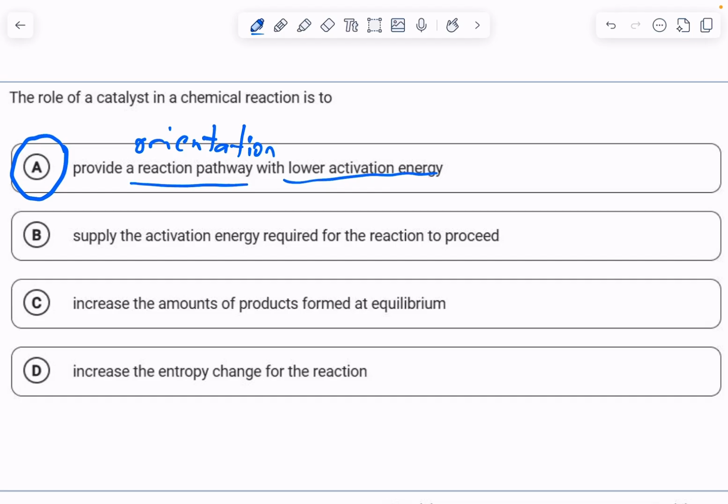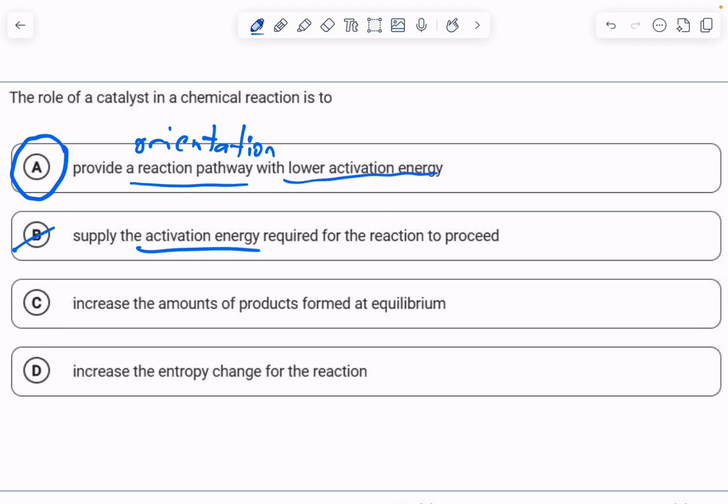We can look at the other answer choices. Supply activation energy required for the reaction to proceed. Okay, catalysts don't provide energy. They just don't supply energy. They don't speed up the molecules in any way to give them energy to react faster. Rather, they help with orientation. So that was why that's wrong.